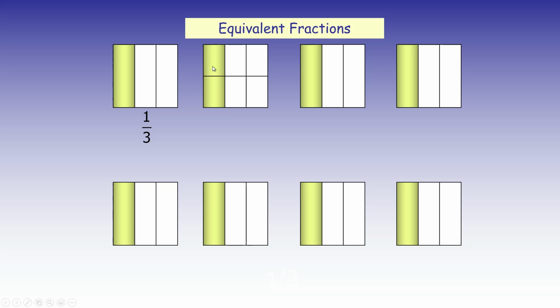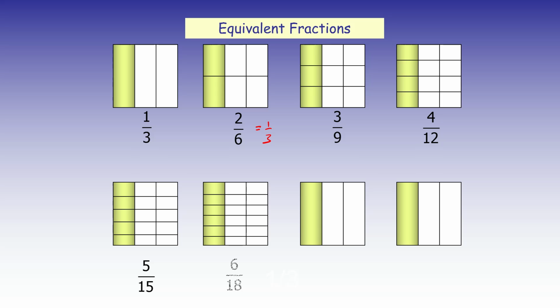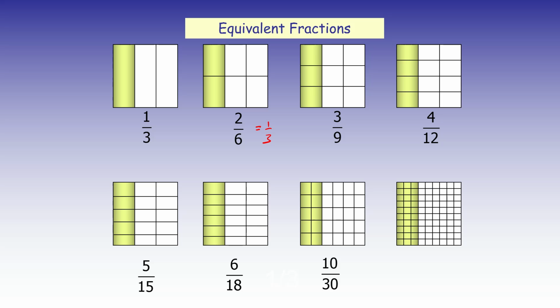Here if I divide it again, I've got 1, 2, 3, 4, 5, 6. 2 out of 6 is equal to a third. And so on. So this is just to show you what equivalent fractions are. 3 out of 9 in this case. We've got 4 out of 12 and so on. So all of these are equal to a third. We can see that from the shading.